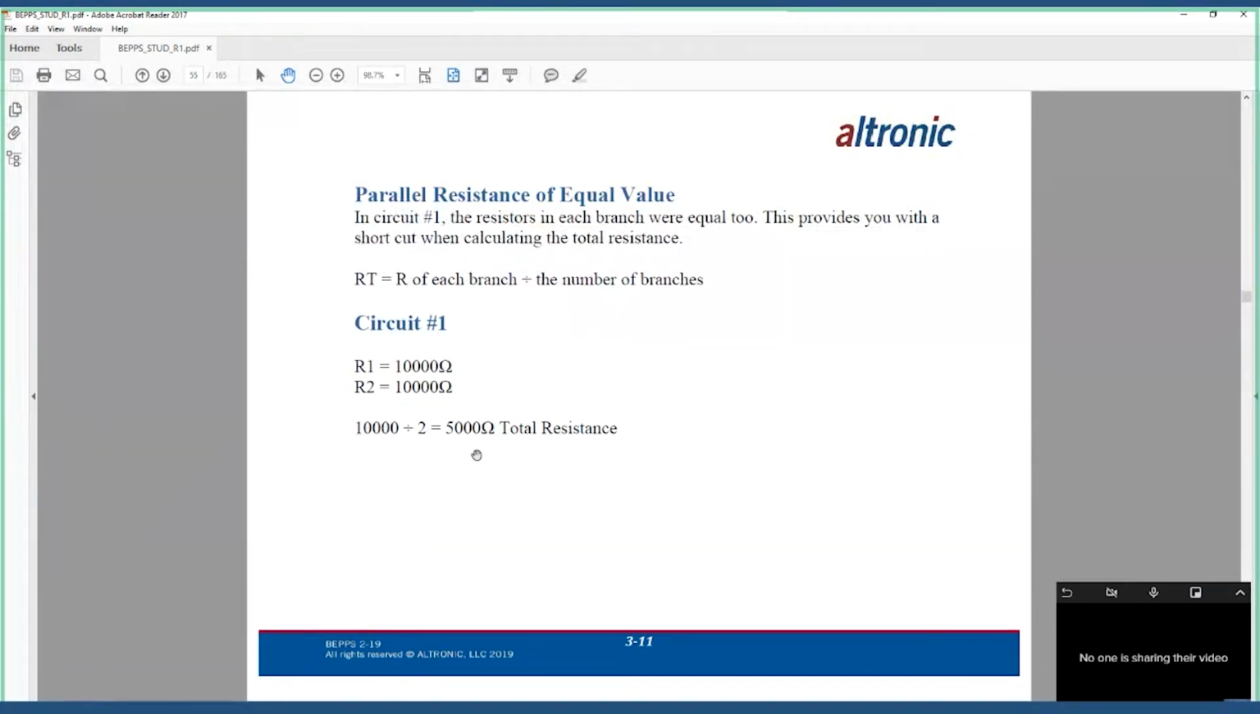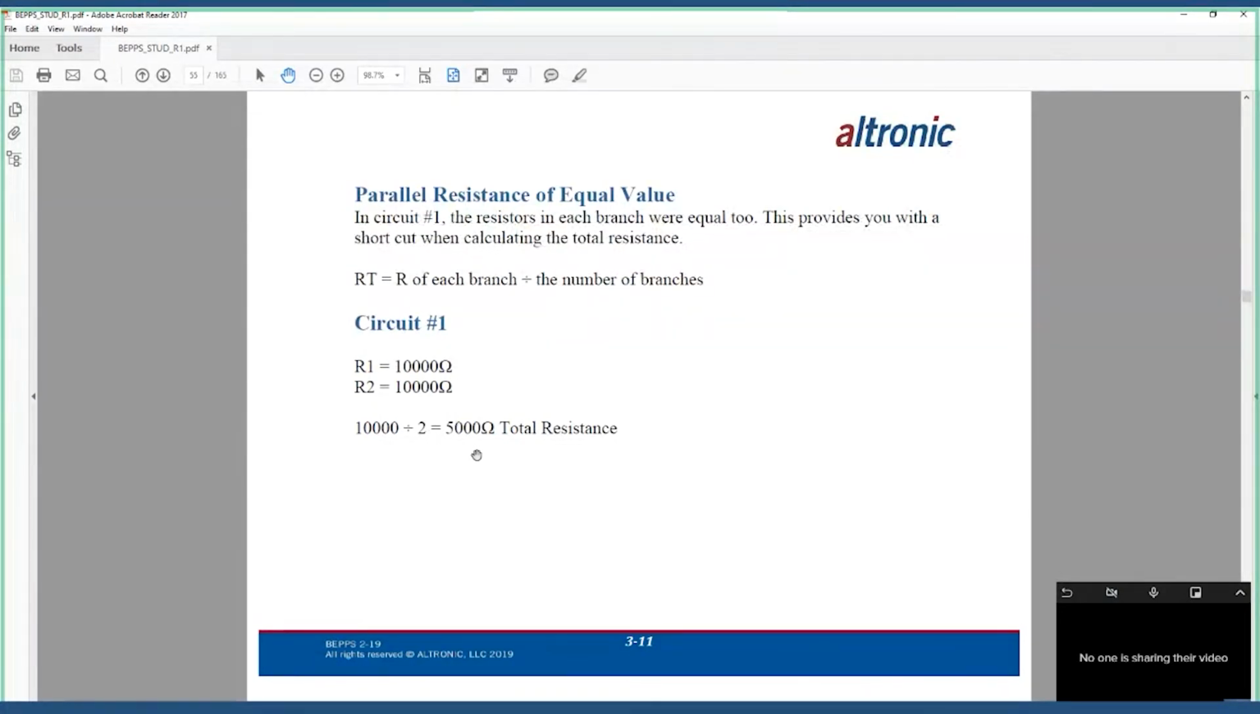10,000 divided by 2, we do get 5,000. If we do 10,000 divided by 3, we're getting about 3,000. So every time we add an extra resistor or an extra rung to our circuit, if it's the same resistor, our total resistance is going to keep going down and down and down.